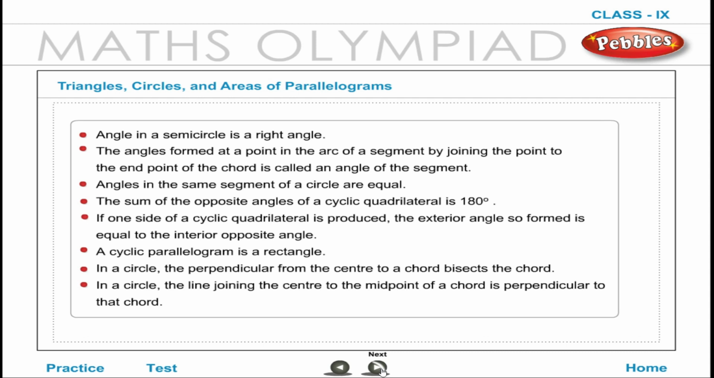If one side of a cyclic quadrilateral is produced, the exterior angle so formed is equal to the interior opposite angle. A cyclic parallelogram is a rectangle. In a circle, the perpendicular from the center to a chord bisects the chord. In a circle, the line joining the center to the midpoint of a chord is perpendicular to that chord.